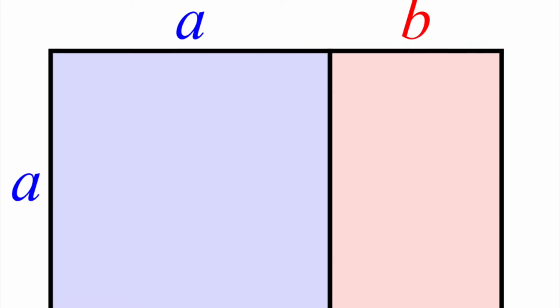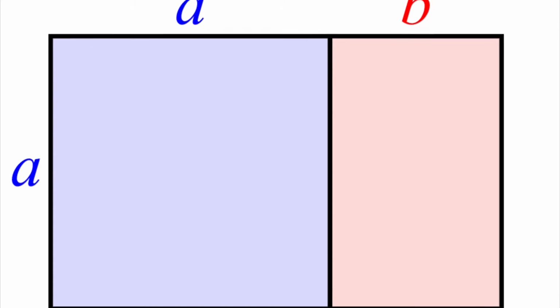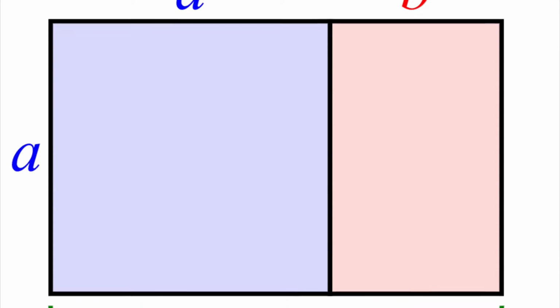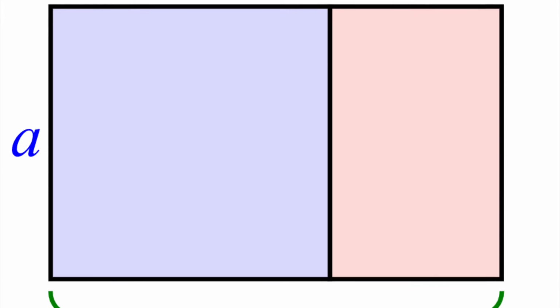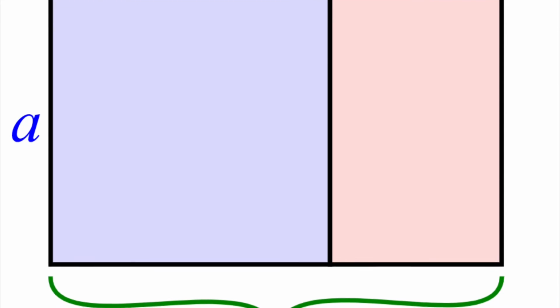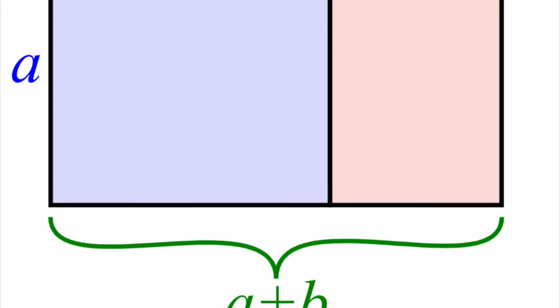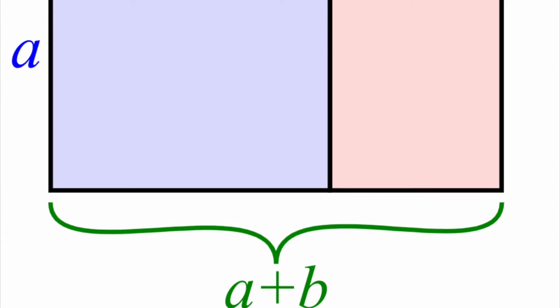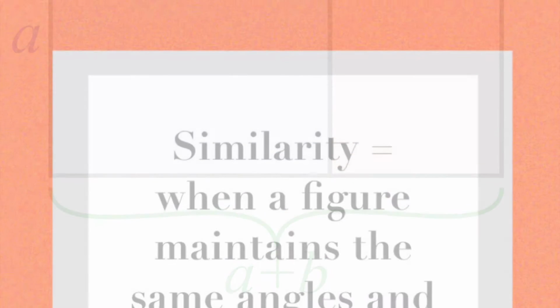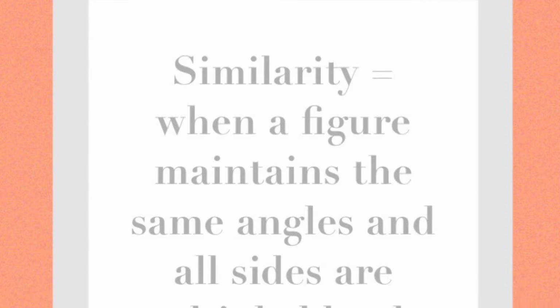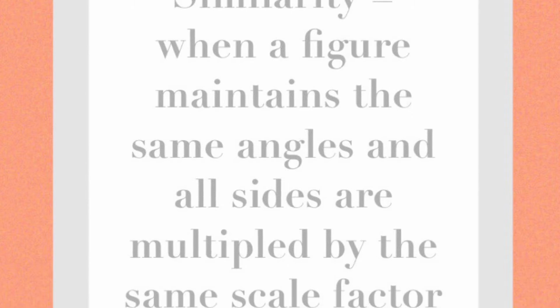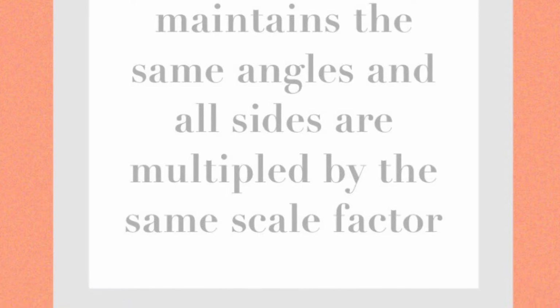I came across the diagram below as well, which demonstrated yet another enticing feature of the golden rectangle. The rectangle, with sides A and B, placed adjacent to a square with the same side length as A, produced a larger golden rectangle with sides A and A plus B. This newly formed rectangle was similar. Similarity is when a figure maintains the same angles and all the sides are multiplied by the same scale factor.